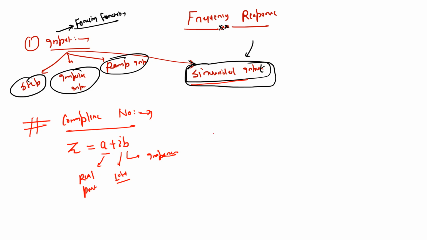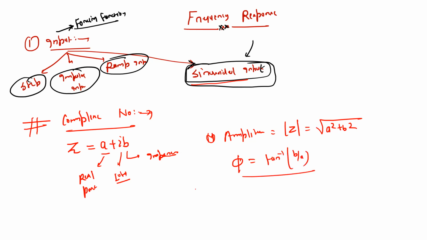Whenever we want to calculate the magnitude or amplitude of a complex number, that will be equal to the modulus of Z, which is equal to root over A squared plus B squared, right? And in complex numbers, we study the angle theta or the angle phi, that is equal to tan inverse of B divided by A, right? All these things I have discussed. What is B by A?